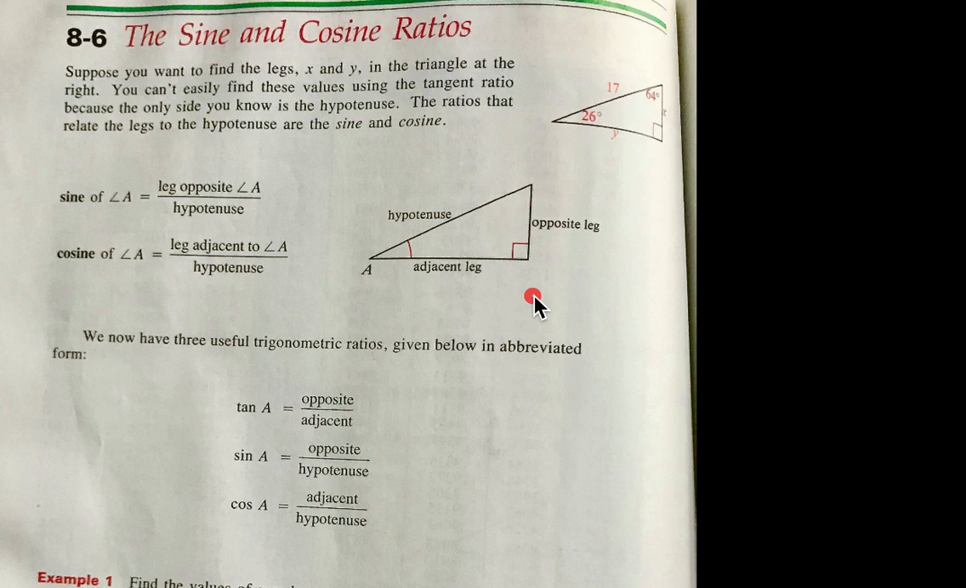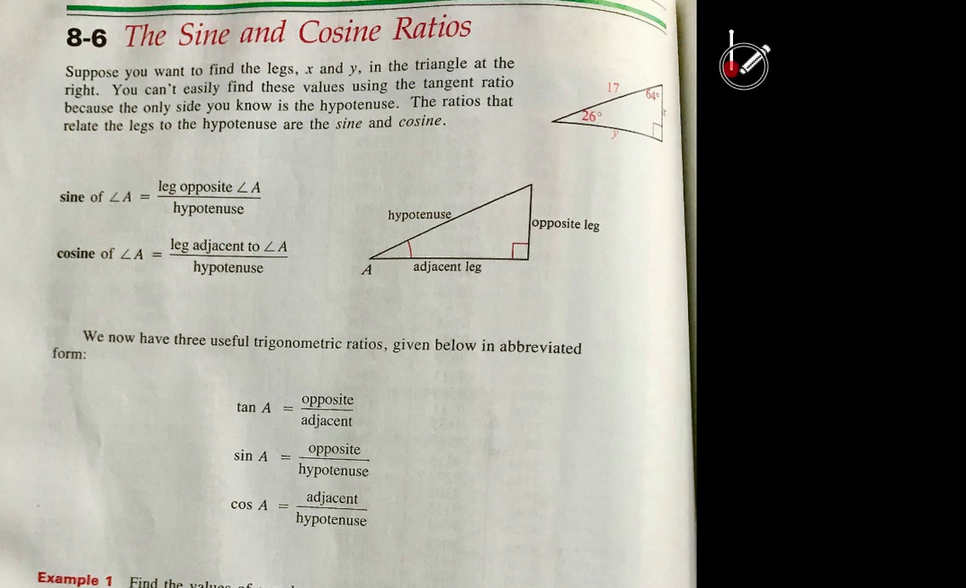The final lesson of the week, 8-6, the sine and cosine ratios. They're taking these two together. So if you recall yesterday or whatever day you did it, we did the tangent one.